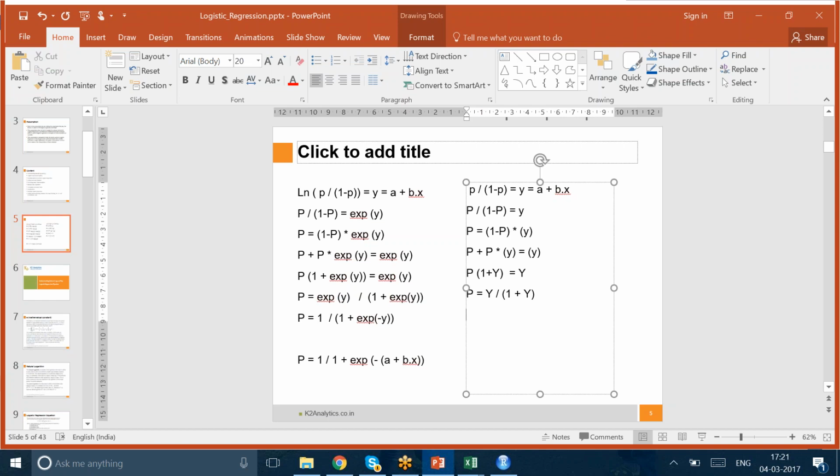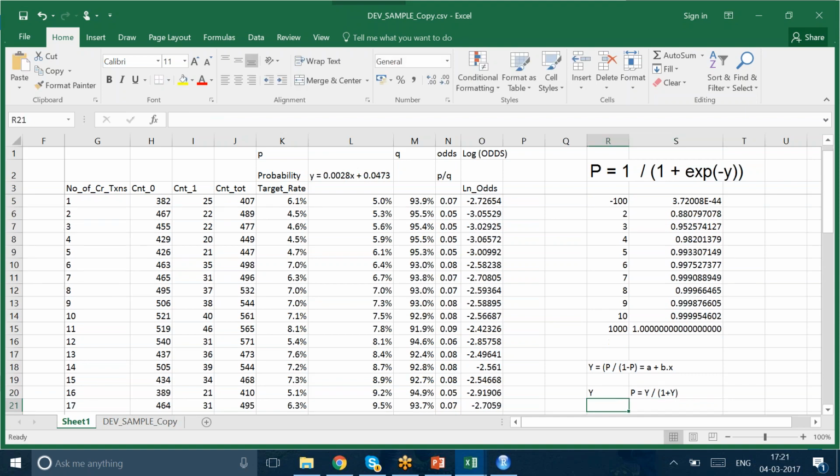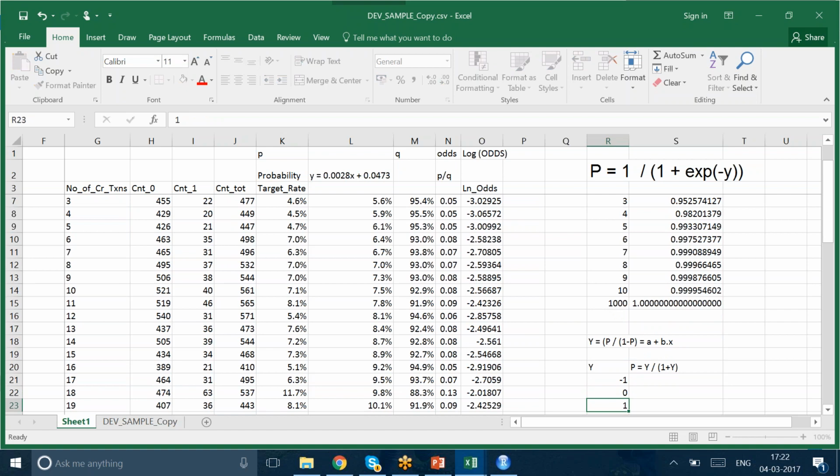So this can be said as P is equal to y upon 1 plus y. Okay, let's keep it like this. So P is equal to y divided by 1 plus y. Let us put some values of y: minus 1, 0 and 1.